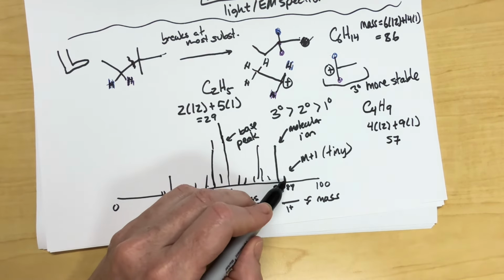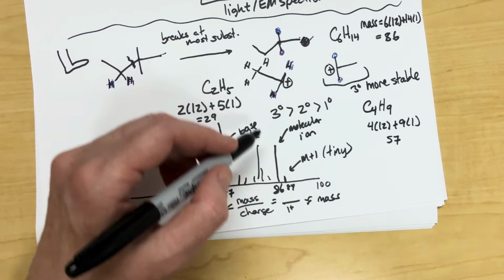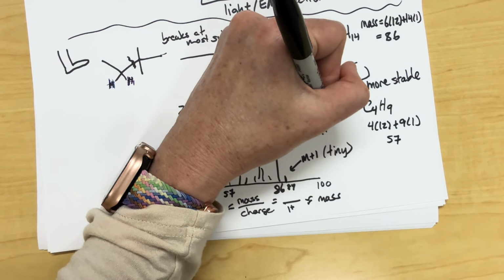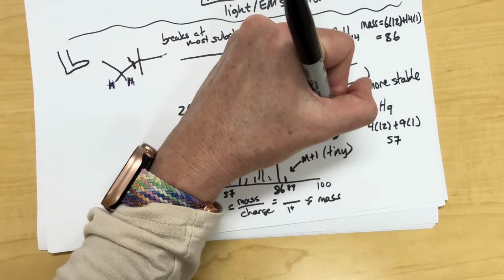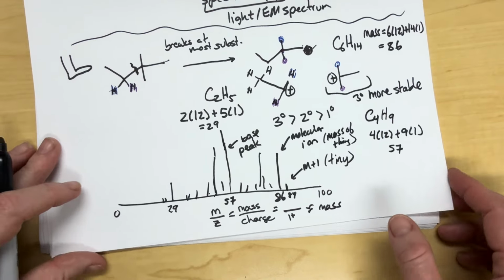The M+1 will always be the tiniest one that you start with here, and the molecular ion will always be the M+1 minus 1, which tells you the mass of the thing. Okay, so let's go ahead and take that information and start on our lecture now.